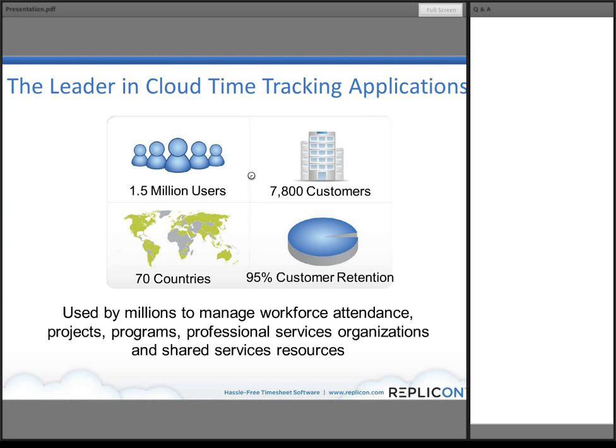So we've received a lot of questions, and Brian's reviewing them. But before we jump into the Q&A, I'd like to take a couple of minutes to tell you about Replicon and how we can handle some of the issues that Brian brought up. We are the leader in cloud-based time tracking applications. We have over 1.5 million users from over 7,800 customers spread all across the world. Our time and attendance management suite has helped thousands of organizations decrease their labor costs and keep them in compliance with the myriad labor laws that are at the federal, state, and local levels.